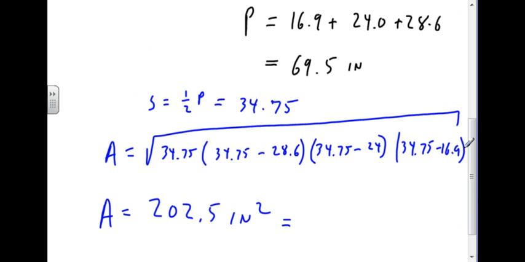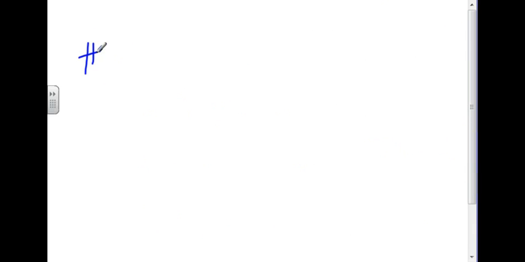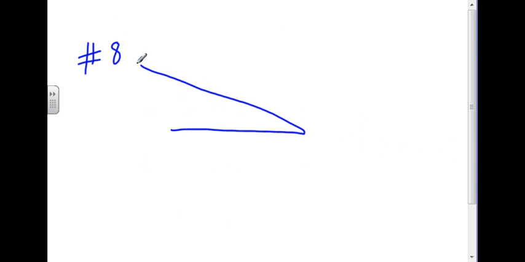Okay, we're going to do number 8 next. Number 8. And we got a triangle. The sides are 434, 285, 285.